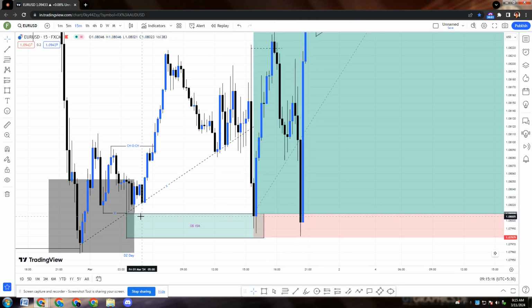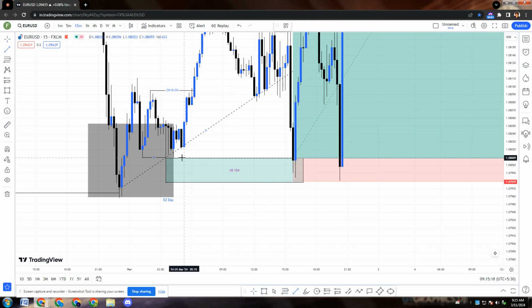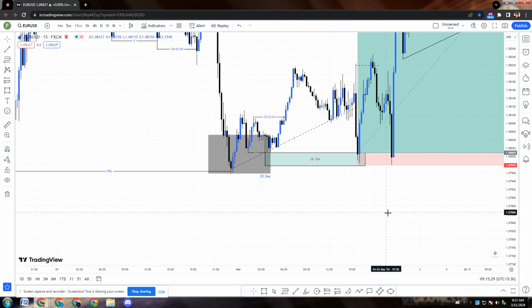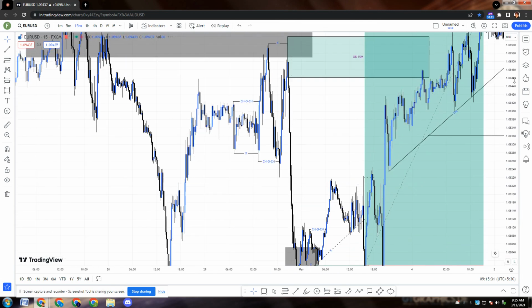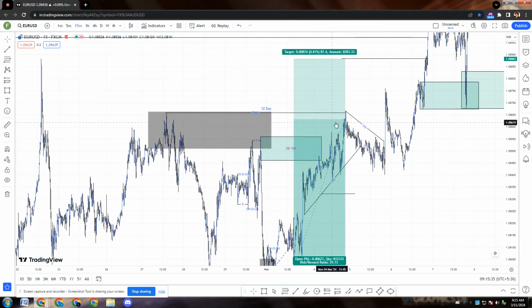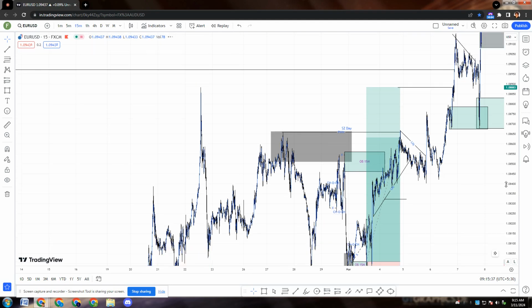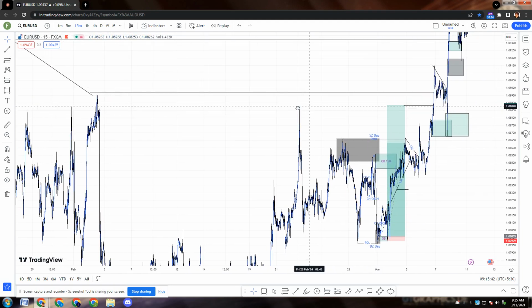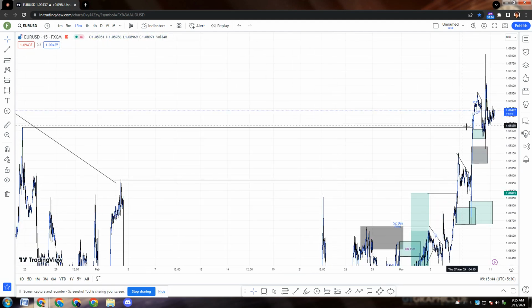I took entry from this level just because there is a little liquidity available in the market, so everyone will be trapped in this area, and I will take entry from the bottom of the area. As you can see, I took entry and set our TP to the first area, this one, and second, I meant to say this one. That is our first TP and that is our second TP.